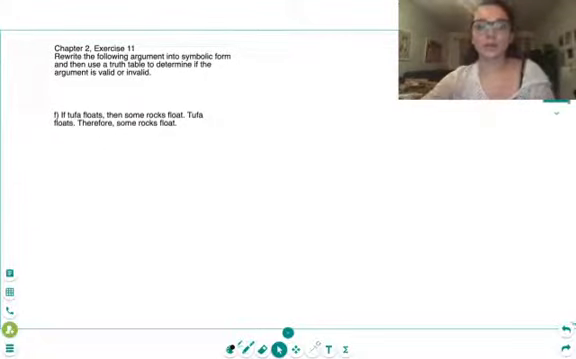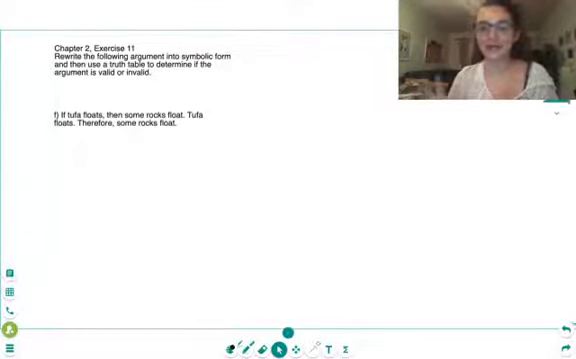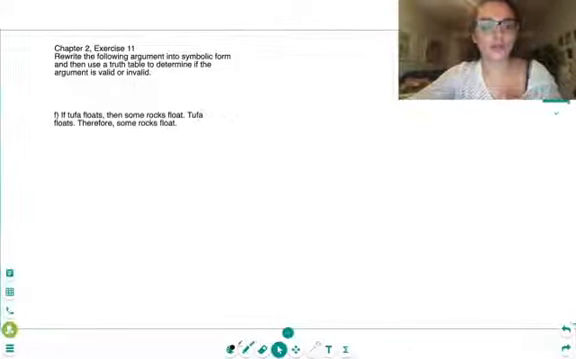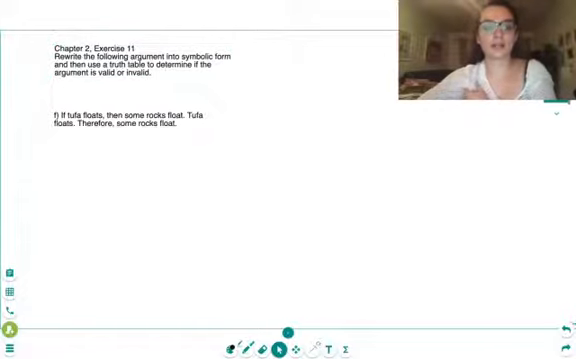So I'm going to do a couple of these, but I want to talk about how to do them before we actually, like, what the basic steps are for each problem. So it first says over here, rewrite the following argument into symbolic form and then use a truth table to determine if the argument is valid or invalid.